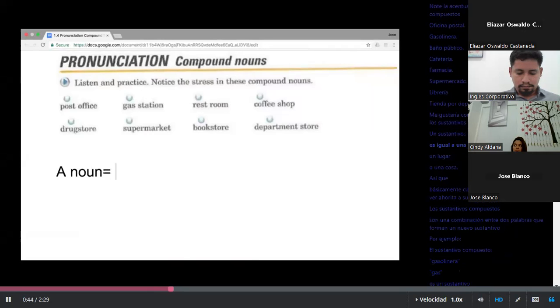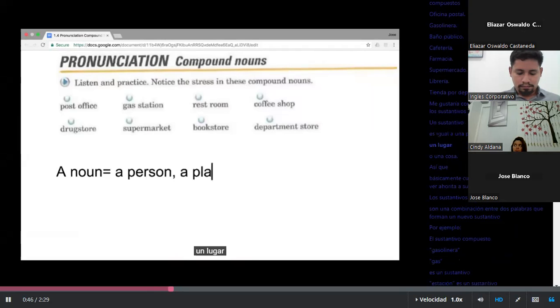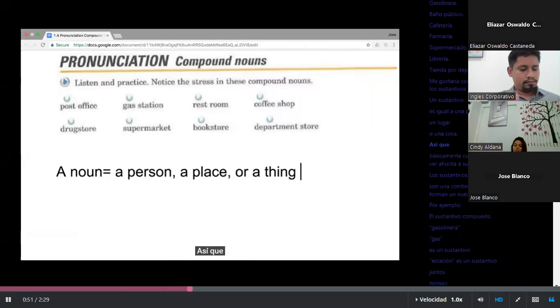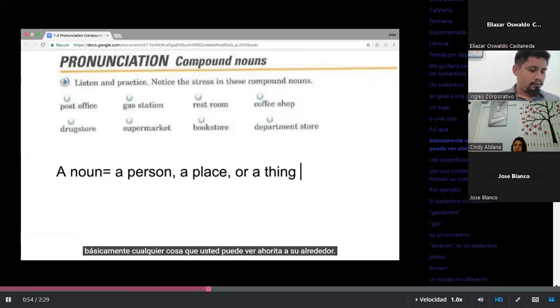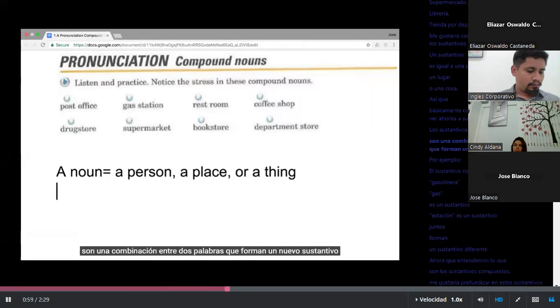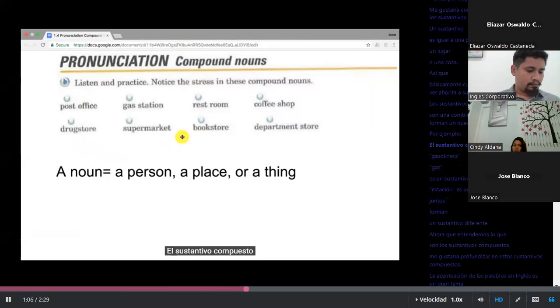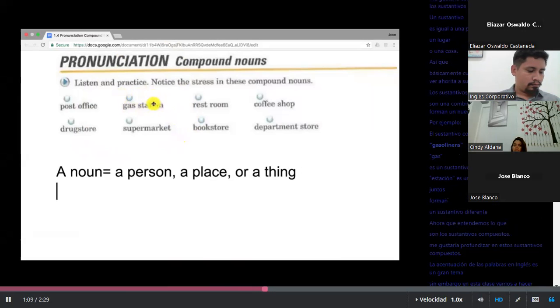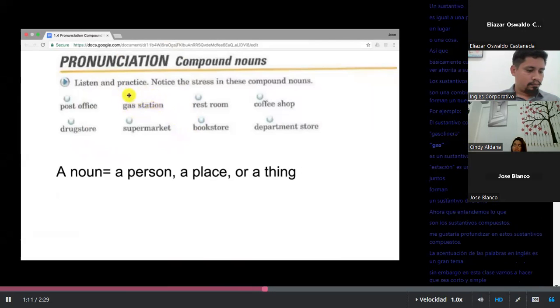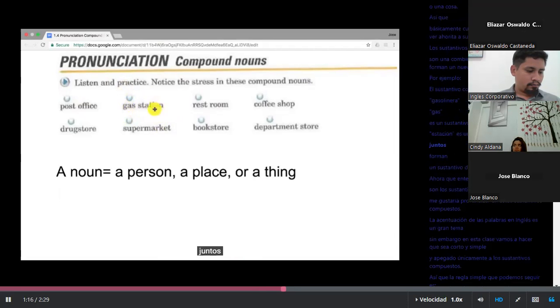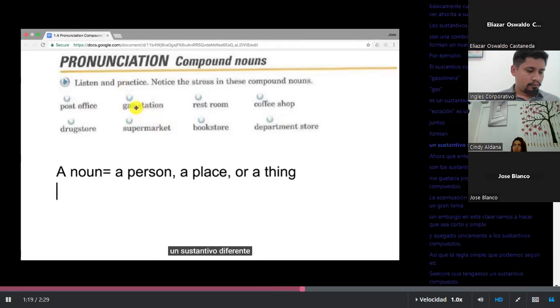A noun equals a person, a place, or a thing. So basically anything that you can see around you is a noun. Compound nouns are a combination between two words that make up a new noun. For example, the compound noun gas station. Gas, the word by itself, is a noun. Station is a noun. Together, they make up a different noun.